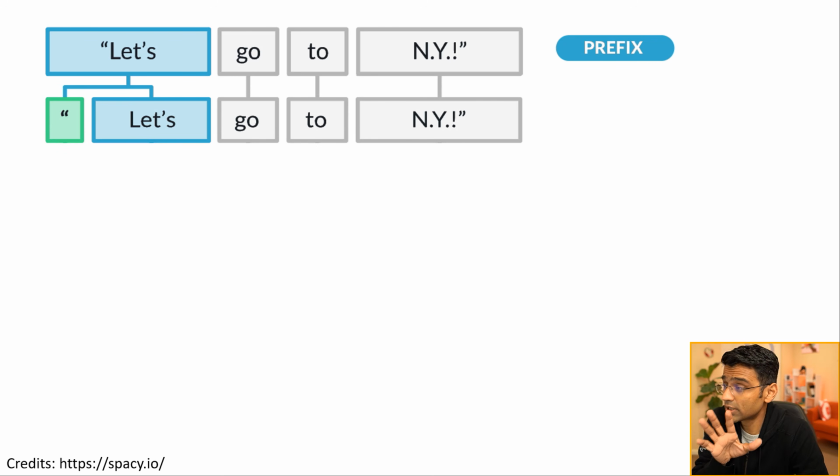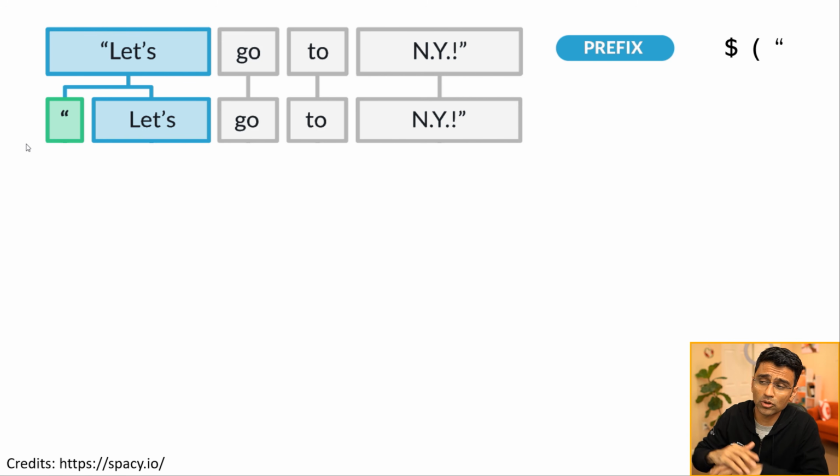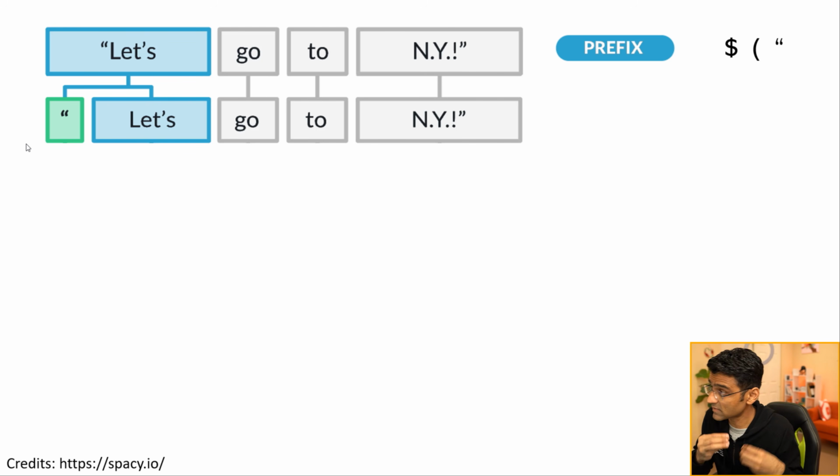It will first split by prefix. So any prefix you have, such as a quote, that's a separate token. See, the green box, it just splits that as a separate token. It could be $, bracket. There are some characters it considers as prefixes, and it will split them.